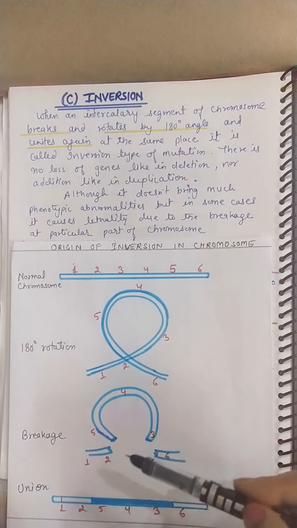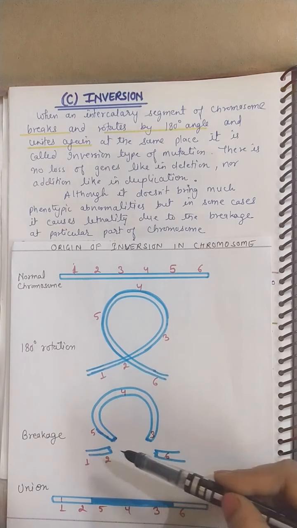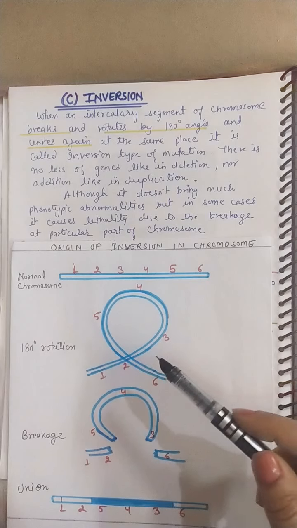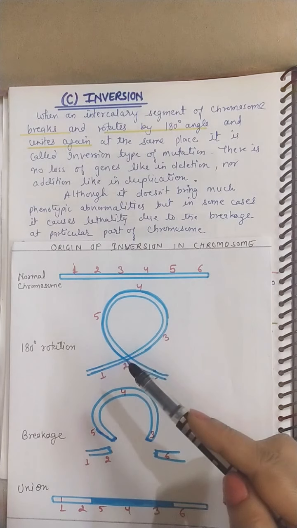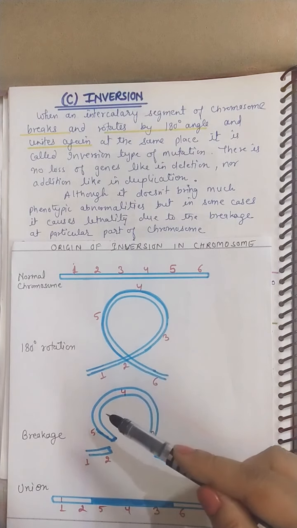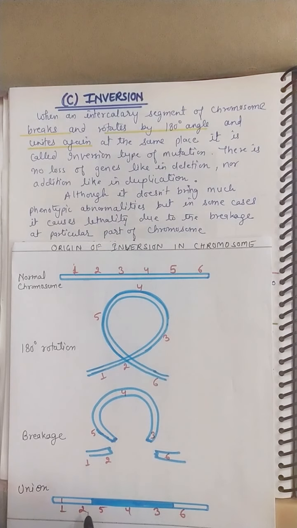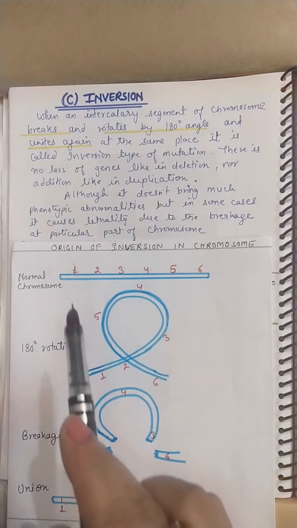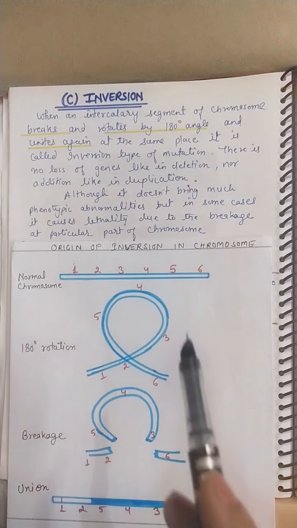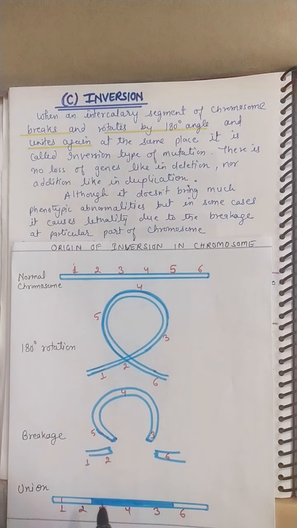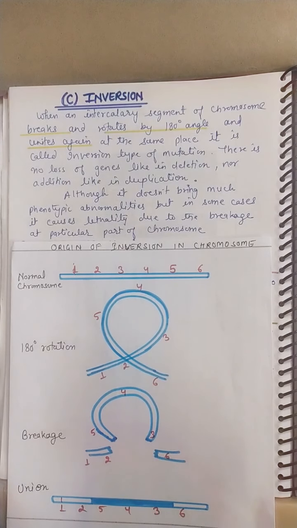After this breakage, it unites at the same places of the breakage, but the segment has been inverted. Only the gene sequence has been changed. Now you can observe the union of this segment in inverted condition. Hence the linear arrangement, instead of 1 2 3 4 5 6, has been turned to 1 2 5 4 3 6. So this type of mutation is called inversion.